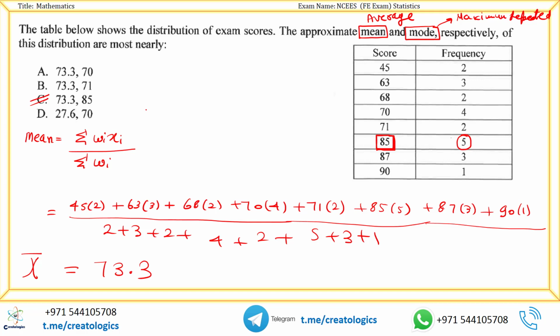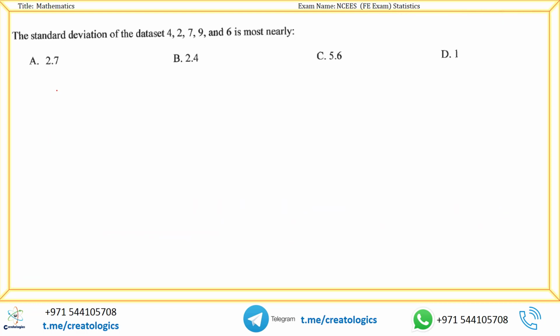Okay, next one. In this question we have to find the standard deviation of the given data set. The data set does not have any frequency distribution table. Okay, it's a discrete data. So we already know how to find the standard deviation for a discrete data set. That will be square root of 1 upon the total number of terms, summation of xi minus mu whole squared.